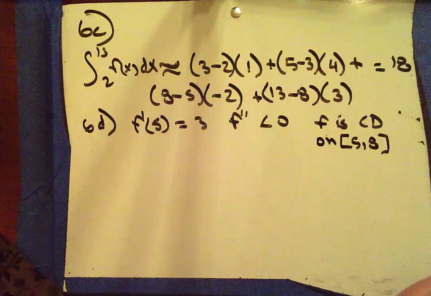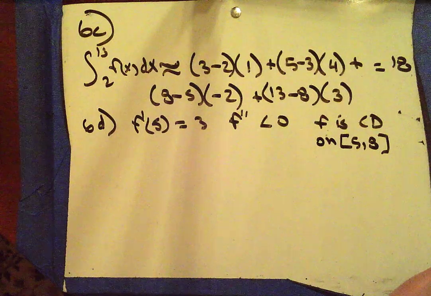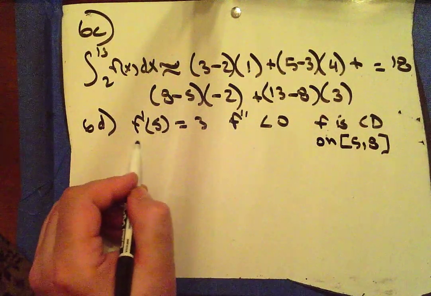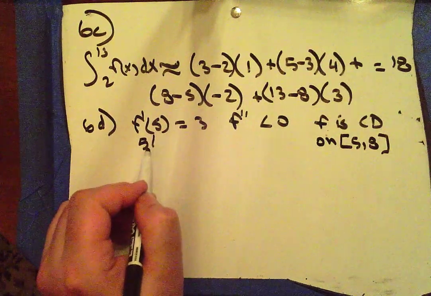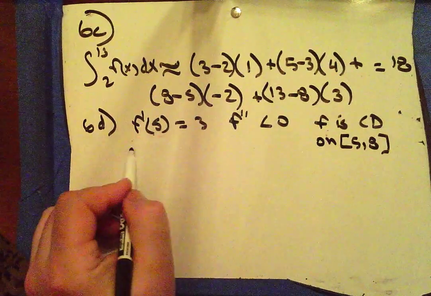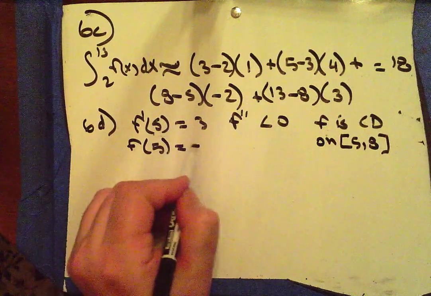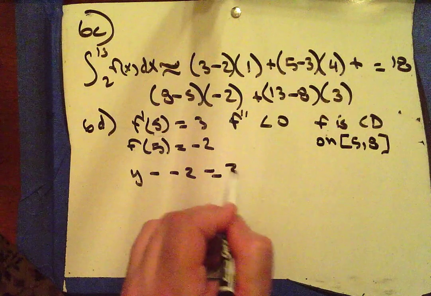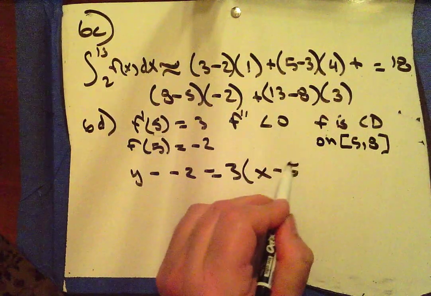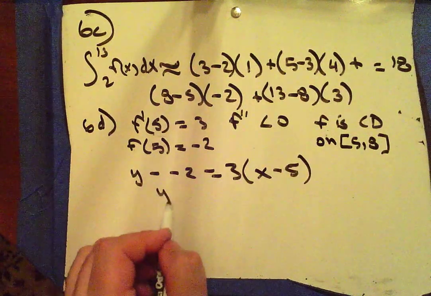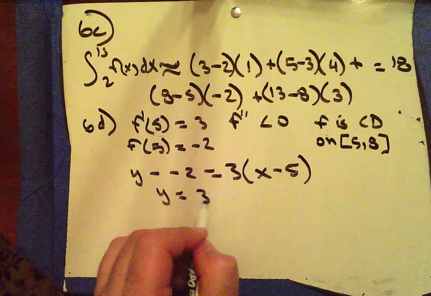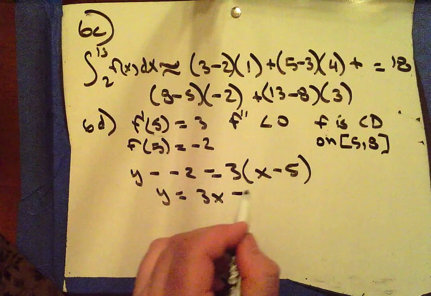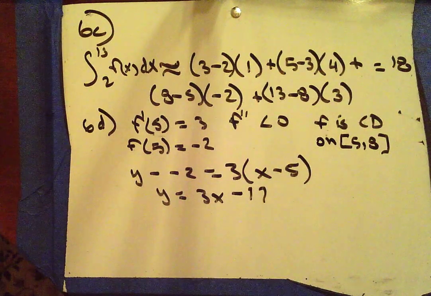Alright, use a tangent line, the graph at 5. Okay, so I have a slope at 5, and I need an ordered pair. 5, my f of 5 equals negative 2. And so y minus negative 2 equals 3 times x minus 5. And I get y equals 3x minus 15 minus 2, which is 3x minus 17.